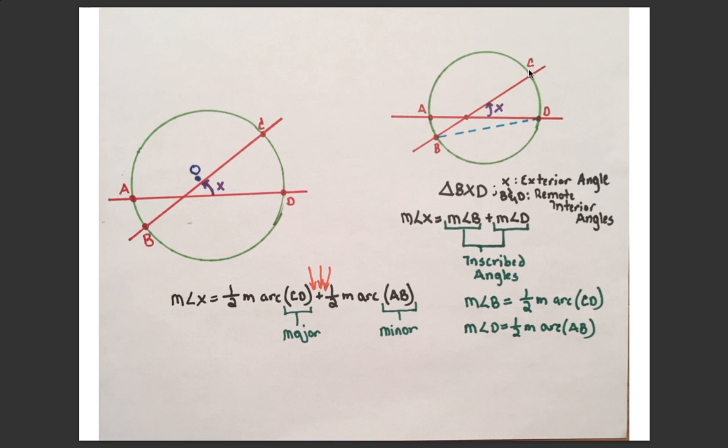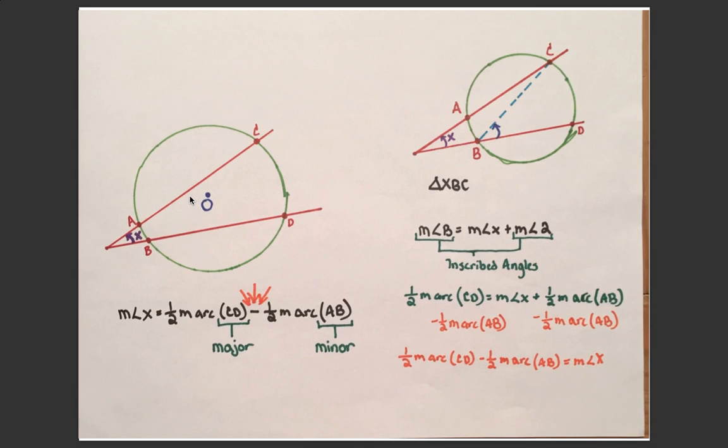But from looking at this image and from what we talked about in the previous slide, we know angle B is an inscribed angle subtended by CD. And we know angle D is also an inscribed angle subtended by AB. And using our knowledge of inscribed angles, we substitute our formula for inscribed angles for each angle, and then we sum them together, and that's how we determine the measure of angle X. Again, the best way to remember that we're summing is that it looks like a plus sign.